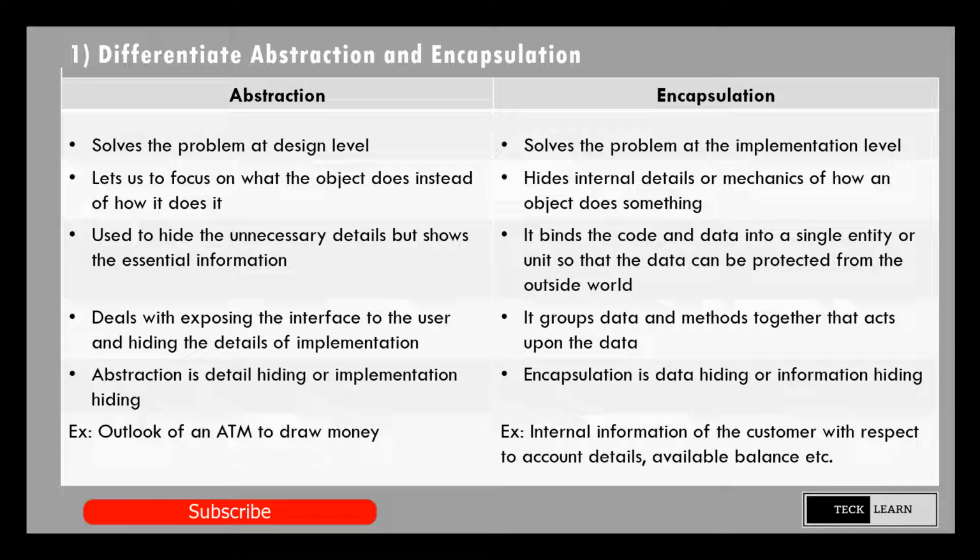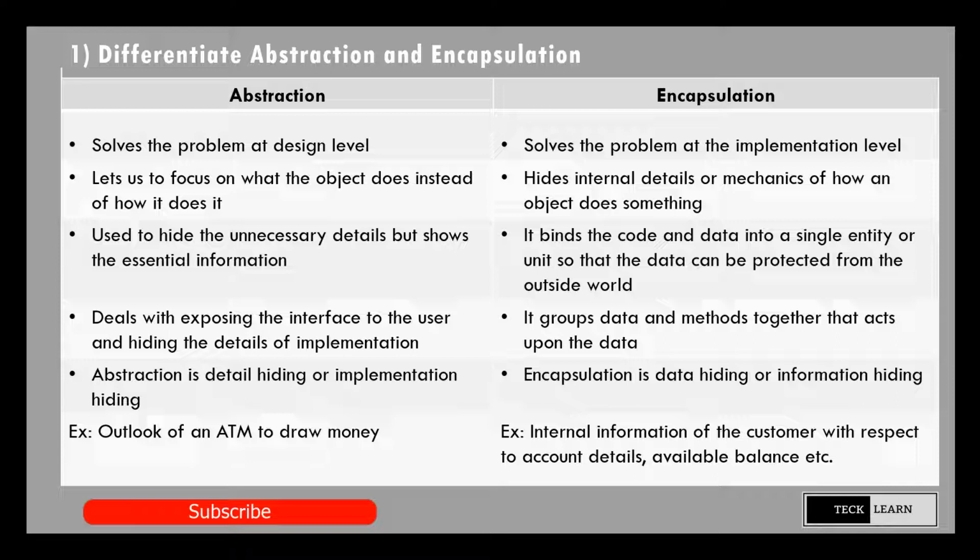Abstraction is used to hide the unnecessary details but shows the essential information, whereas encapsulation binds the code and data into a single entity or unit so that the data can be protected from the outside world. Abstraction deals with exposing the interface to the user and hiding the details of implementation, whereas encapsulation groups data and methods together that act upon the data.